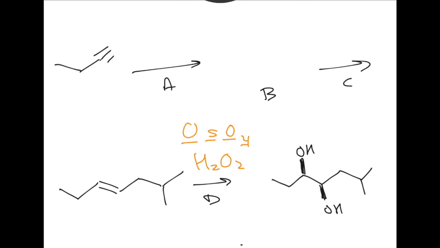So now I have an alkyne. I have a thing with more carbons that has a trans double bond. Where do trans double bonds come from?